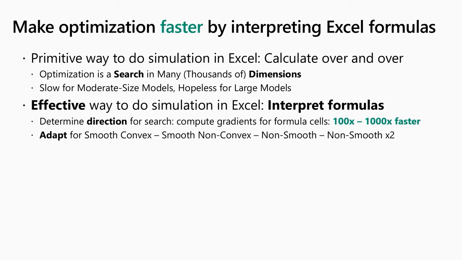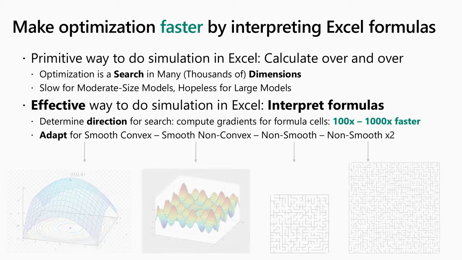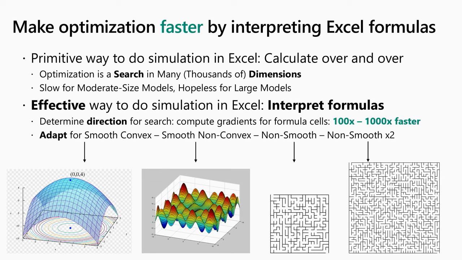An effective approach is to interpret the formulas, and then when we compute values, we're also going to compute gradients, or derivatives, which are going to tell us the direction in which things are changing as we adjust the decision variables. And by looking at the formulas algebraically, we can also learn more about how hard this search is going to be.